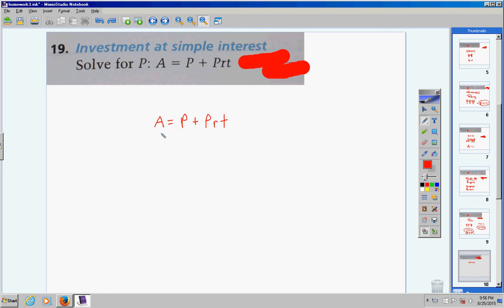Step 2, eliminate fractions and decimals. There are none. Step 3, we're solving for P, so underline all of your terms that have a P. There they are. Get all those on one side, everything else on the other side. That's already done for you. So now we're ready to divide, but hold it. In all your other problems except one, we always had one term here. We have two terms, so we're going to have to first factor out the P, remember?